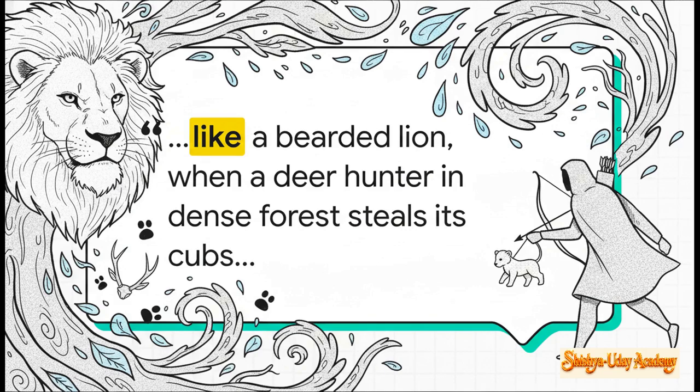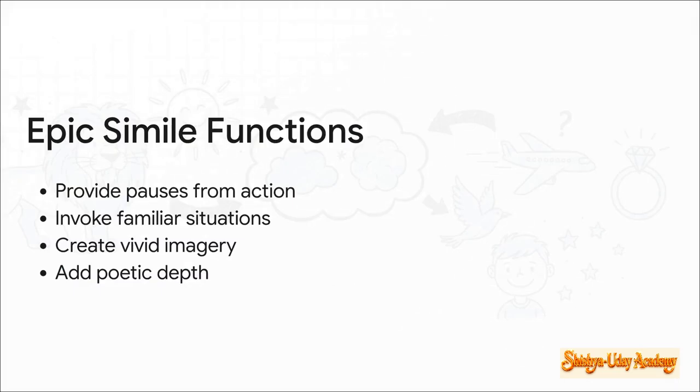Homer actually pauses the Trojan War to track this lion's bitter anger as it roams the forest. By the time he brings us back to Achilles with "just like that," we feel the primal, devastating weight of his grief. These intricate descriptions weren't just decorative filler. They provided pauses from constant action, a much-needed breather from the endless descriptions of battle. They invoked familiar, relatable situations, created vivid mental imagery, and added layers of poetic and emotional depth. By invoking everyday situations like animal behavior, they made godlike, heroic emotions deeply understandable to regular, everyday people.